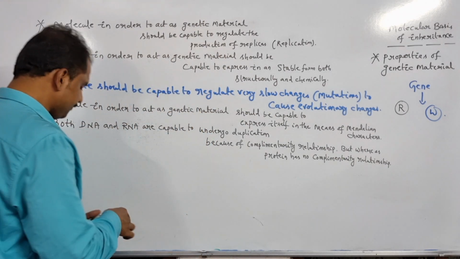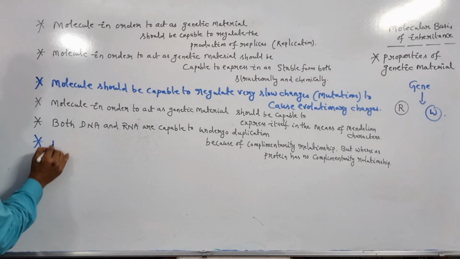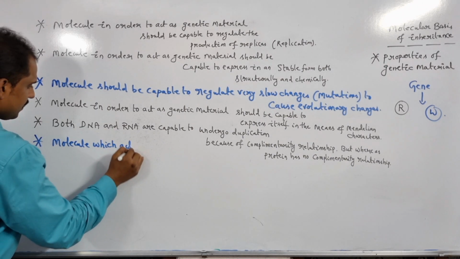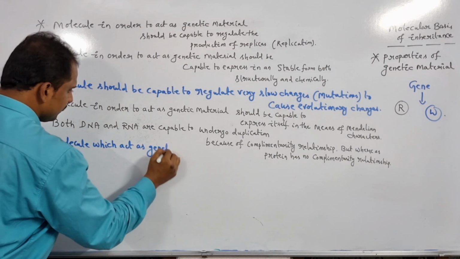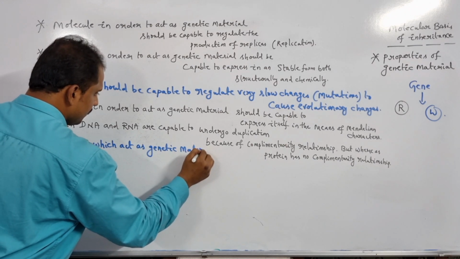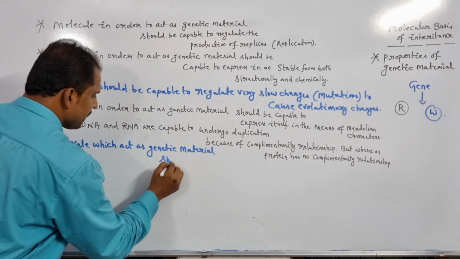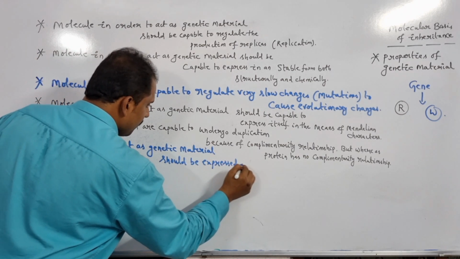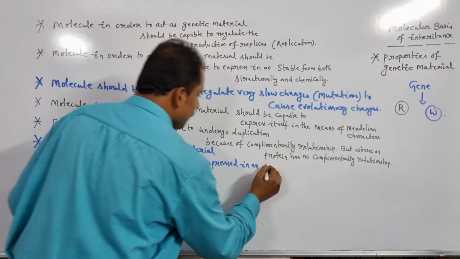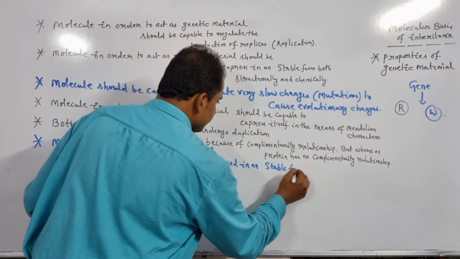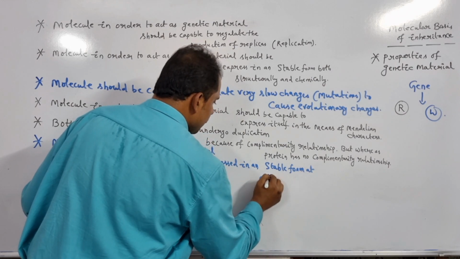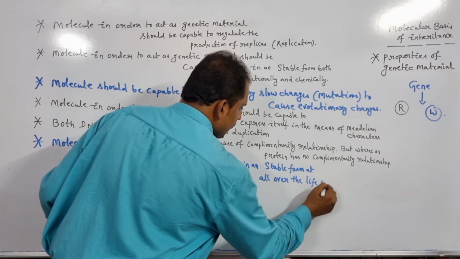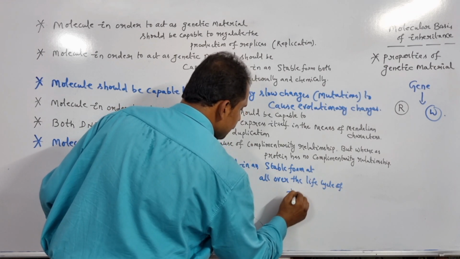So let me write it here. Molecule which acts as genetic material should be expressed in a stable form all over the life cycle of an individual's life.